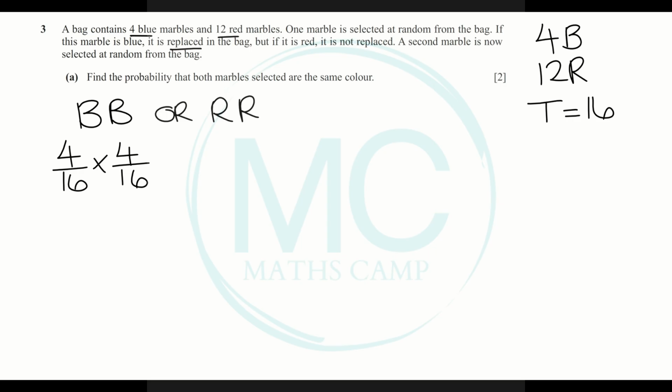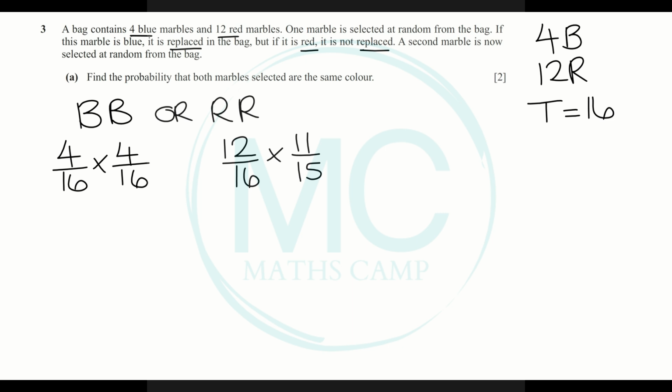Now let's look at our red marbles. We have 12 red marbles out of a total of 16. So if our first marble is red, probability is 12 out of 16. But the question tells us if it is red, it is not replaced, which means once this marble is removed, we now have 11 red marbles out of a total of 15. So probability the second marble is red has to be 11 over 15.